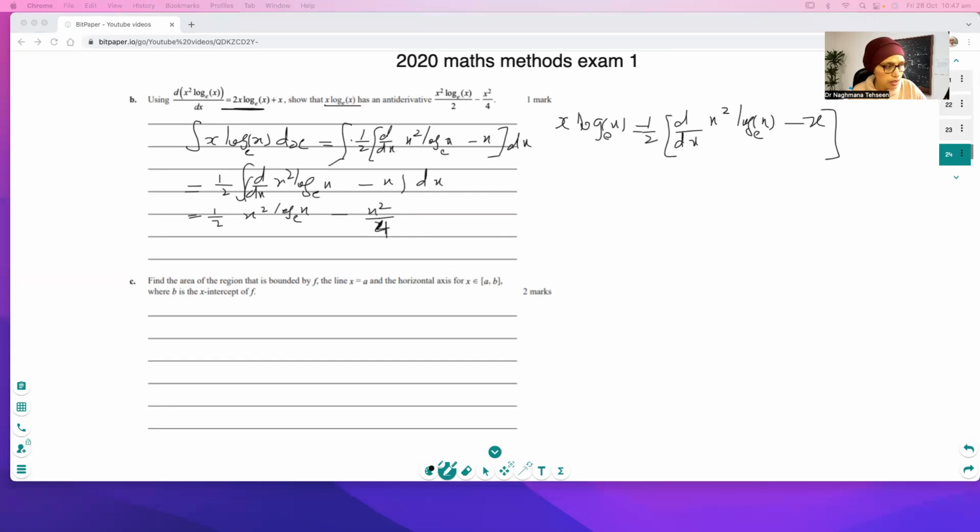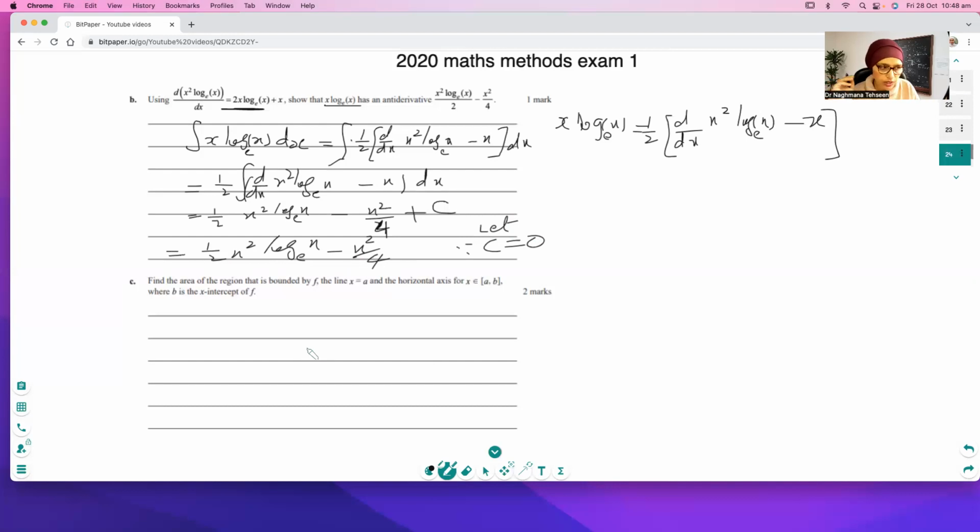Now, you could say plus arbitrary constant. And this arbitrary constant we don't have here because it's arbitrary, so we can assume that C is equal to 0. Let C is equal to 0, we get 1 over 2 x squared log e x minus x squared over 4. That could be possible, right? And now we have part C: find the area of the region that is bounded by f, the line x is equal to a, and the horizontal axis, where b is the x-intercept of f.